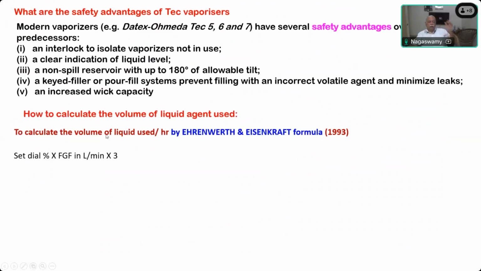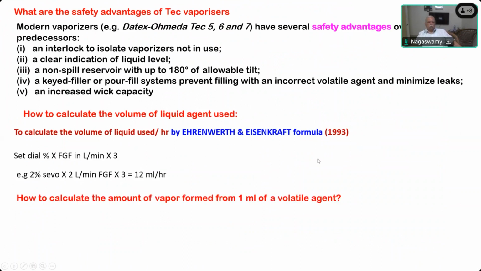No, but this is the formula that I am now talking about. Yes, sir. That is visible, sir. Okay. So remember this formula, dial percentage multiplied by fresh gas flow in liters per minute multiplied by 3. That will give you the total of liquid use per hour. So if you are doing a surgery for 3 hours using 2% sevoflurane and a fresh gas flow of 2 liters, then 12 into 3 hours will be 36 ml. Okay, so for every hour, this is the formula to use to find out the volume of liquid.